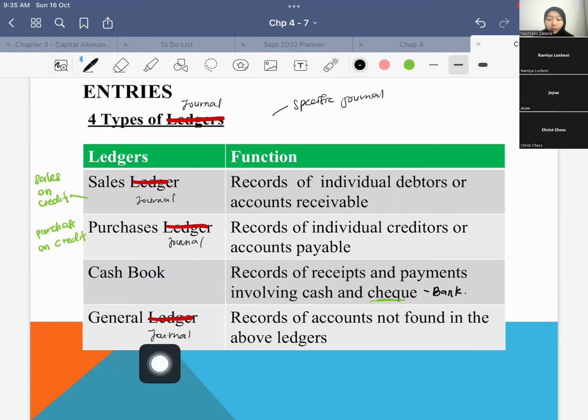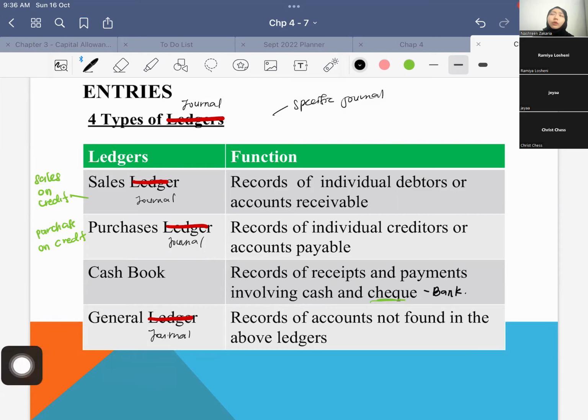Okay, the general journal. It records all accounts that are not found in the above journals. Meaning whatever is not related to the purchase journal, sales journal, and also cash, you will include in the general journal. For example, purchase of assets, and drawings. Nothing there is related to the sales and purchase journals or the cash book, so you will record it under the general journal.